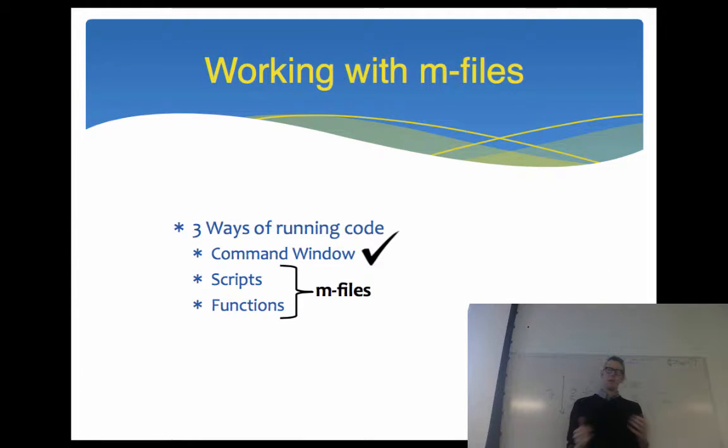Okay, so now we're going to work with M files. Until now, we've been writing in the command window where we've had the chevrons at the start of the line. As I say, this is a great way of doing small bits of code like we've been doing, figuring things out, testing, doing little calculations. But you'll find that it's a very temporary way of writing code.